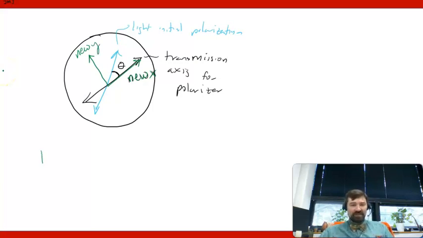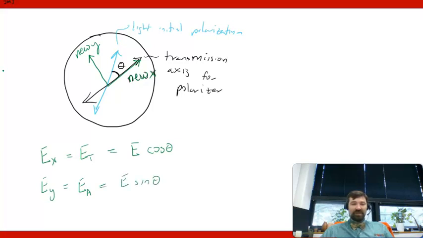All right, and that means that EX, which happens to also be the transmitted part of the wave, EX is ET, should look like whatever the initial E was times cosine of this angle theta, and EY, which is E absorbed, should look like E times sine of theta. This is absorbed. This is transmitted.